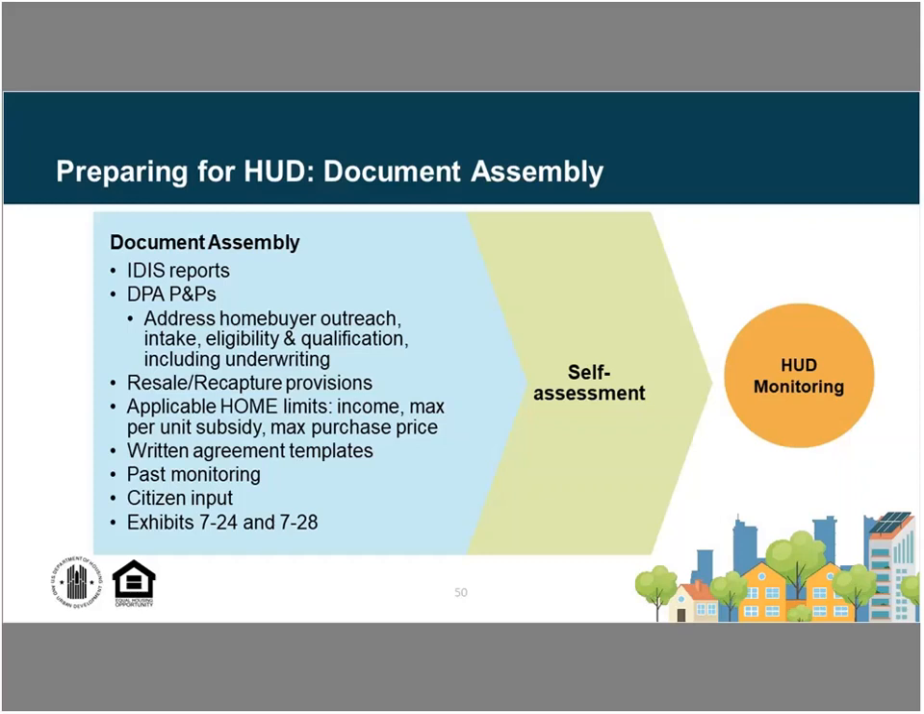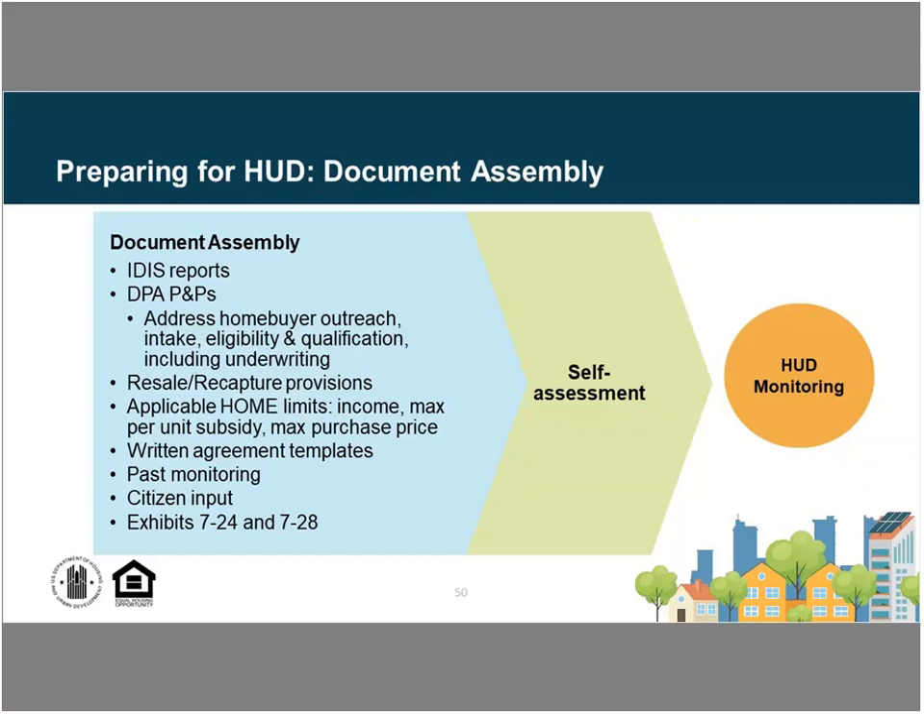You also want to be making sure that you're looking at your policies and procedures, any type of outreach or intake that you're doing, your marketing, your eligibility, and your underwriting. So you want to make sure you're pulling all that together, your resale recapture provisions, any past monitoring. I think past monitoring is really super important because you don't want to have HUD come back and say, you're still making the same mistakes as you did last time. So take a look at that past monitoring, make sure that whatever any issues were found have been addressed, that's no longer going to be a problem when you're doing your own self-assessment.